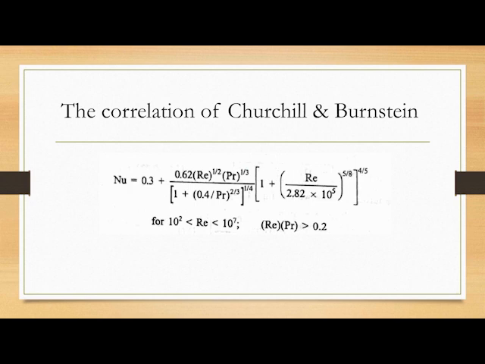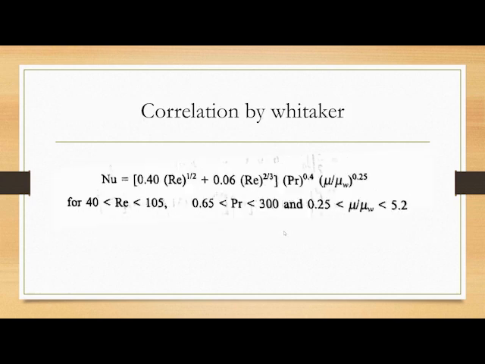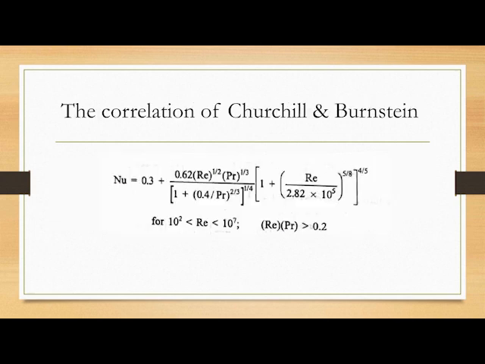Here also the condition for the applicability of this correlation is that Reynolds number should lie in the range 10 to the power 2 to 10 to the power 7, and Reynolds number multiplied by Prandtl number should be greater than 0.2.